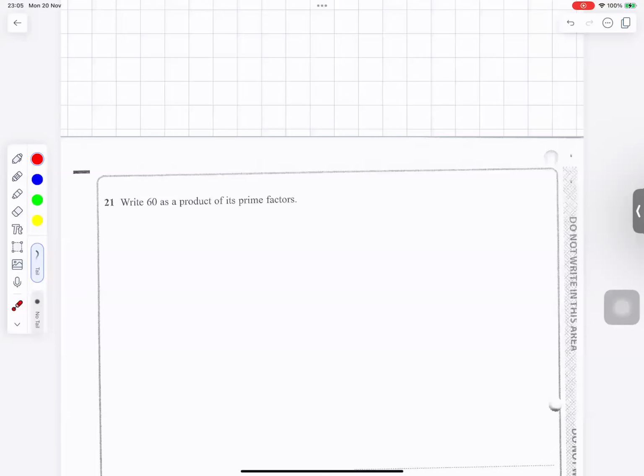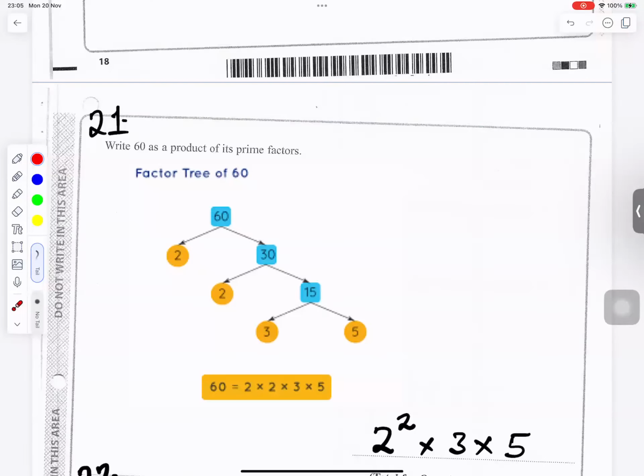21. Write 60 as a product of its prime factors. You can do it on the calculator, or you take 60. 2 is a prime number, 3 is a prime number, 5 is a prime number. Because 60 is an even number, I always use 2. 60 splits into 2 and 30. 30 is even, 2 and 15. 15, we'll use 3 now and 5. So there's 1, 2, 3, 4 of them, and there's 2 twos there, so put 2 squared times 3 times 5. This is called the index form.